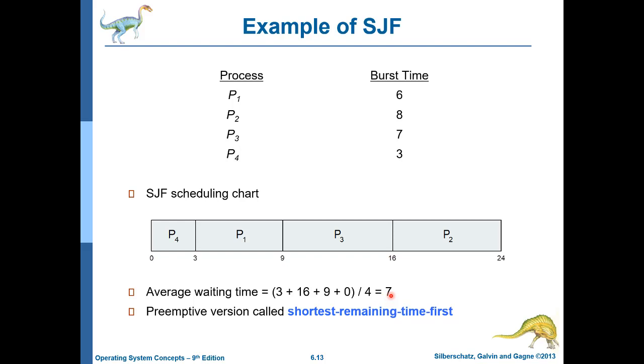Now in this case you can see that once the process is on the CPU, it remains on the CPU, which means that this is a non-preemptive version. We can also have a preemptive version, which is called the shortest remaining time first. How is it different from the non-preemptive version? In the preemptive version, shortest remaining time first, we can remove the process from the CPU if there is a new process whose burst time is less than this one.